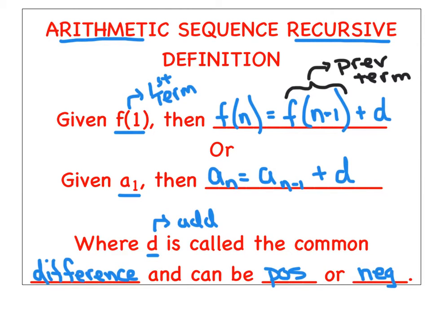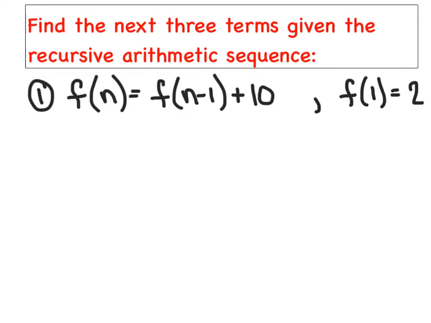So we threw a lot of jargon at you in that last slide. Now we're going to sort it out, dissect it, and put it into action. Here's the key. They're giving me the nth term defined recursively, because the nth term is dependent upon the previous term, and all you have to do is add 10 to the previous term. And they gave me a starting point. This always has to be given. They will always tell us the first term.